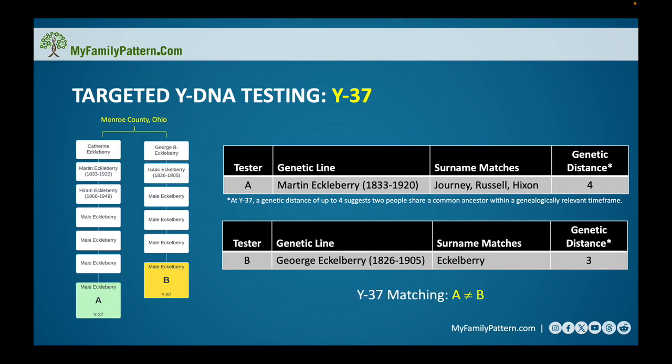And more important to this, tester A and B did not match each other at Y37. So it is quite probable that Martin was illegitimate and that Catherine gave him up either because maybe she was dying or because he was illegitimate. What she was encouraged by her family to do was to give her son up for indenture. Now, I've answered my research question. Obviously, this raises additional questions that can direct my documentary and subsequent DNA analysis.